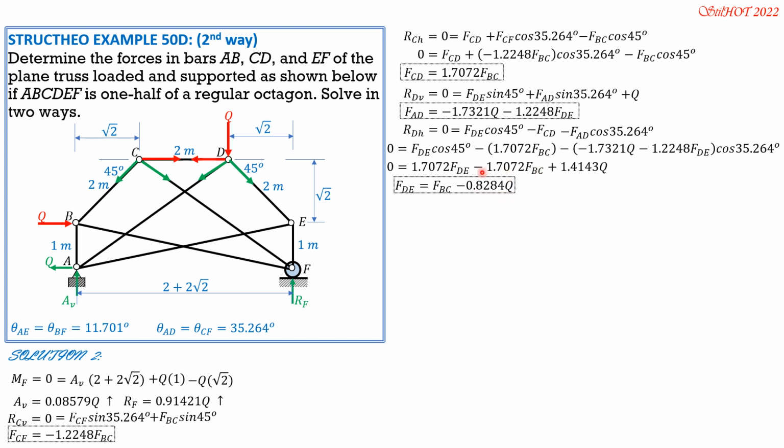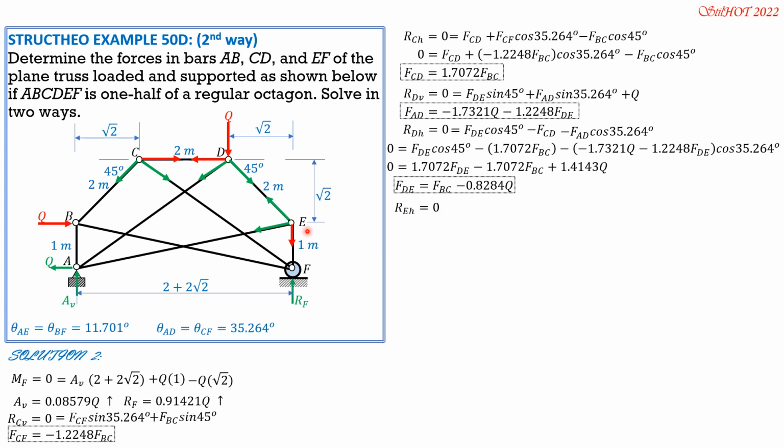Transpose this to the left, then divide by 1.7072, so that's FBC. Then negative 1.4140Q divided by 1.7072 is negative 0.8284 of Q. Then we proceed to joint E. These are the forces involved.